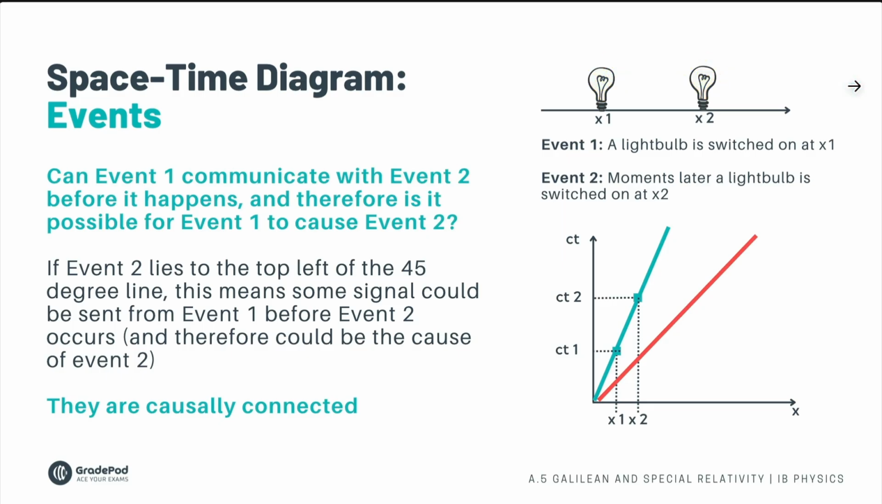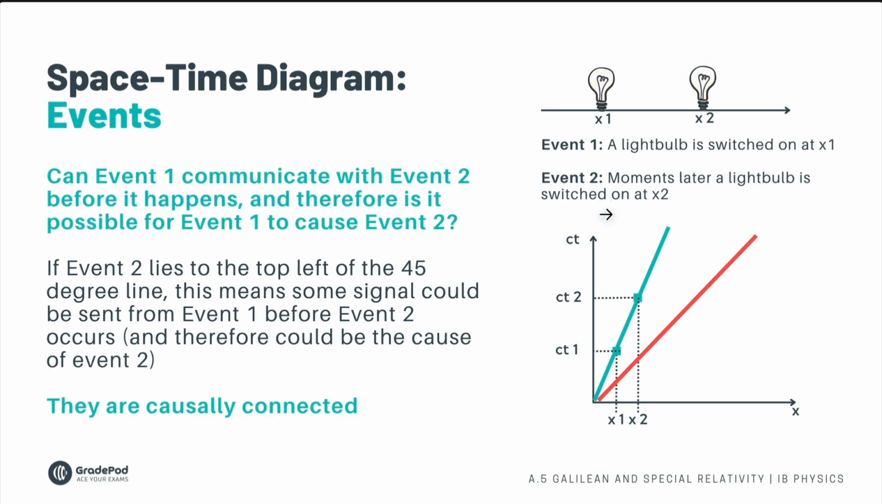Let's think about events now on this space-time diagram. And by events, I just mean two different things happening. Let's say event 1 is happening at position x1 and it's a light bulb being switched on. Event 2 is at position x2 on the x-axis and it's a second light bulb being switched on. You can see the positions of these light bulbs shown clearly on the x-axis as x1 and x2. You can see that the time that each of these light bulbs is switched on is shown clearly as ct1 and ct2 on the ct axis.